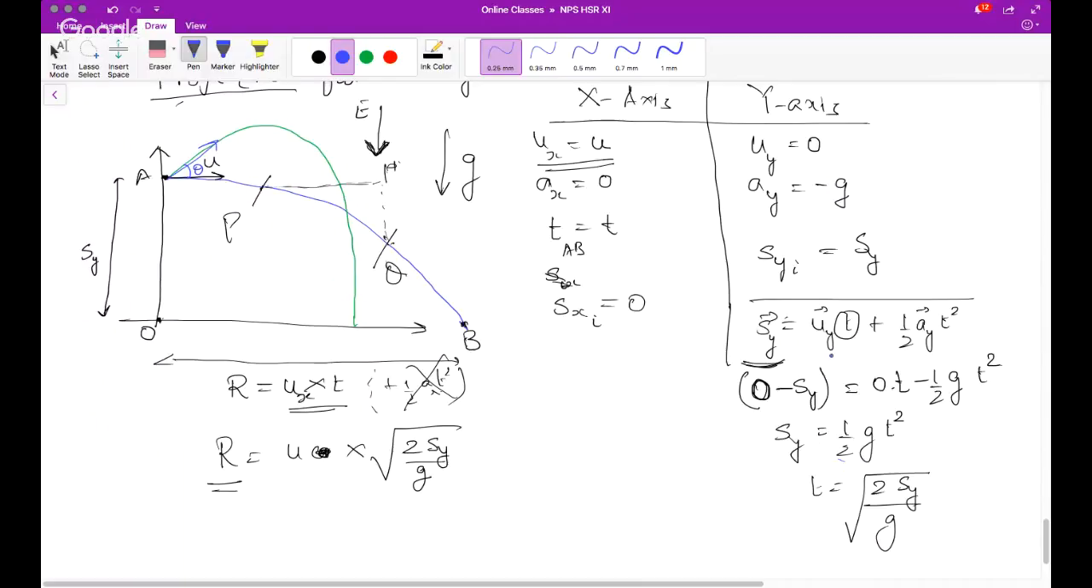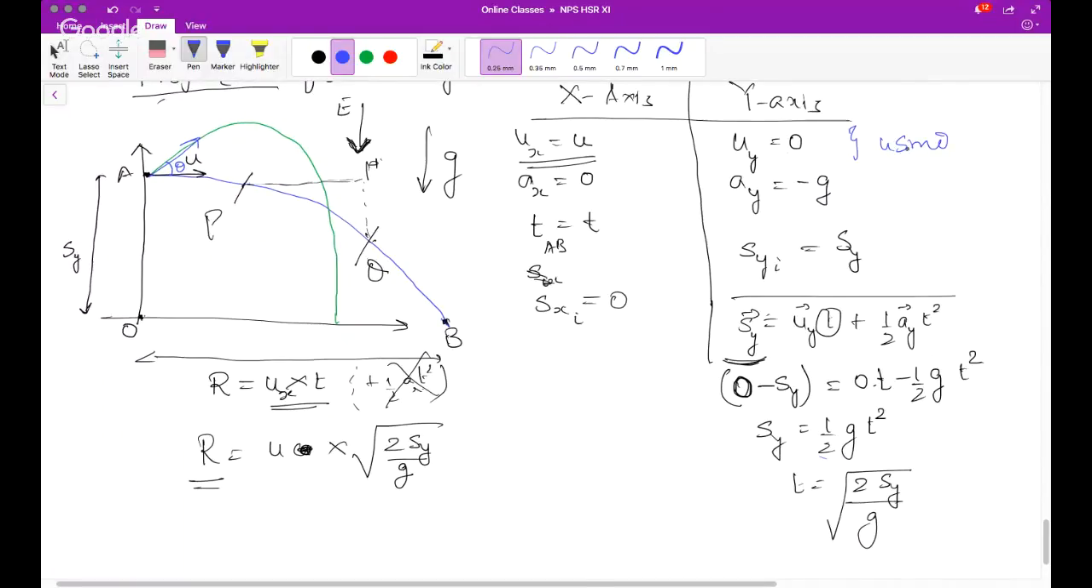Did you understand? I'm repeating once again. In the second case, it will no longer be 0; it will be u sin theta. Now use it here, u sin theta t, so you'll get a quadratic in t. Solve the quadratic equation. You will get the value of t in terms of Sy, g, and theta. Deploy that value of t in this equation, multiplied by u cos theta instead of u, because Ux will also change, and you'll get R accordingly. Depending upon the merit of the case, you have to change this.